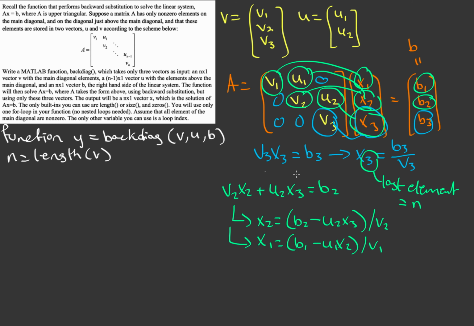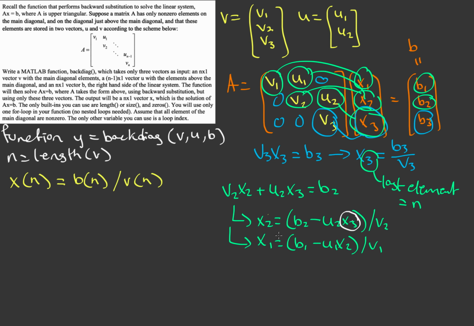Now once we know what that is, we're going to initialize our x of 3 value that we need in this equation right here. Or instead we can say the last element, so x of n essentially. So x of n is going to equal the last element of b divided by the last element of v. So b of n divided by v of n.